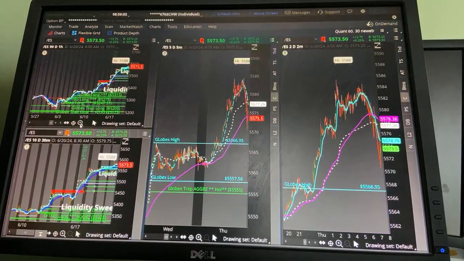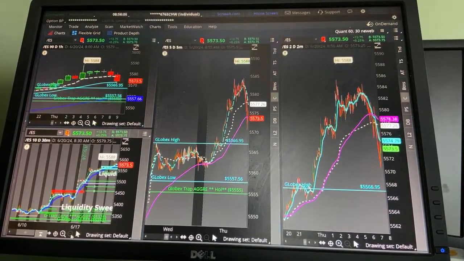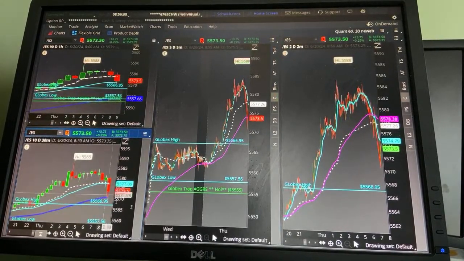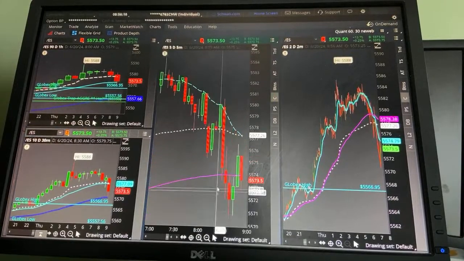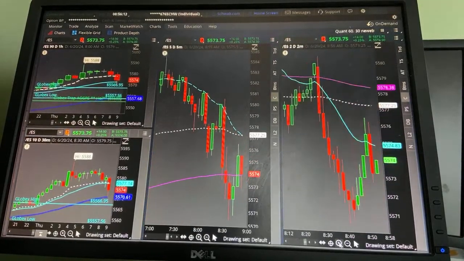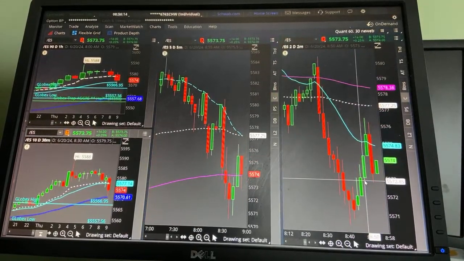I'm going to have the 60-minute time frame up here in the upper left, the 30-minute time frame in the bottom left, the 5-minute time frame in the middle, and the 2-minute time frame on the right. As you start to grow and become more of a professional, consistently profitable trader, you're going to realize that there needs to be a system, a process, and a strategy. One of the things we talk a lot about is that top-down approach, and we have 3 major time frames.